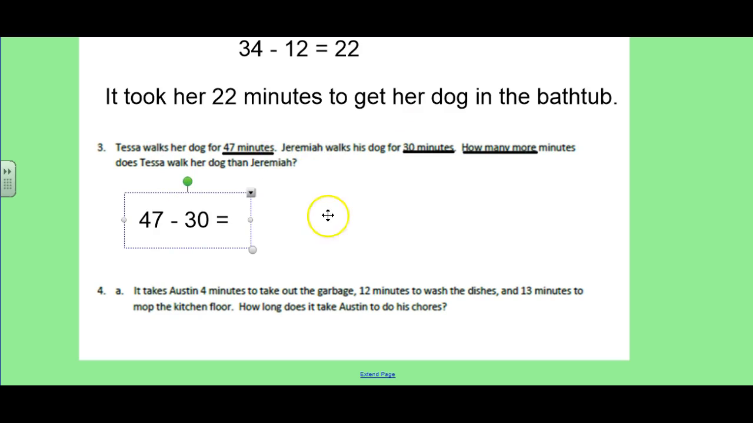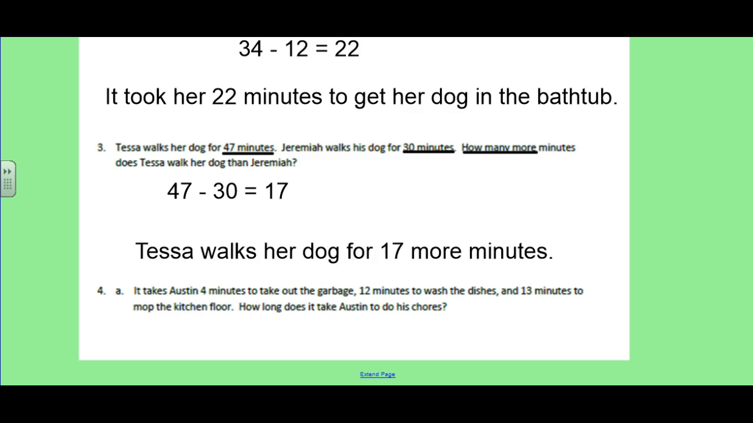So you're going to go ahead and solve that and then write your answer in a sentence and push play whenever you're ready to check it. Okay, so when you take 47 minutes and you subtract 37 minutes from that, you're left with 17. So your sentence should have said something along the lines of Tessa walks her dog for 17 more minutes.